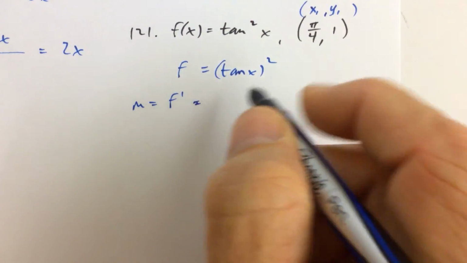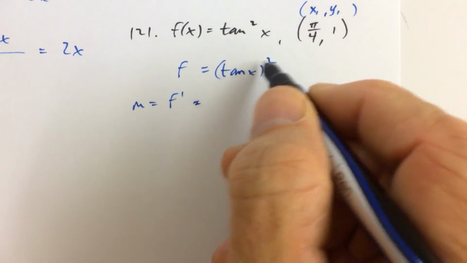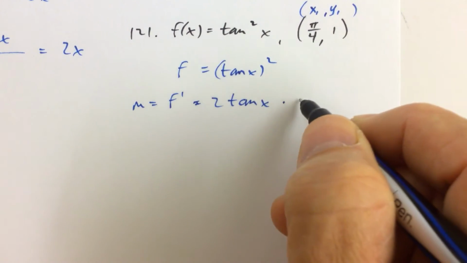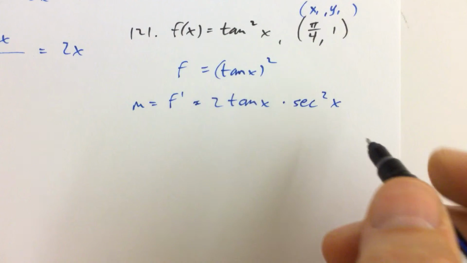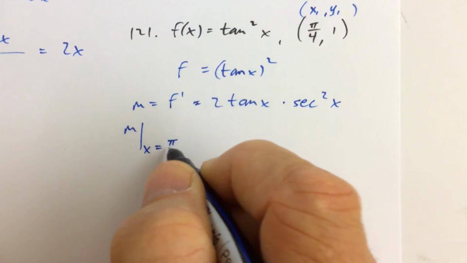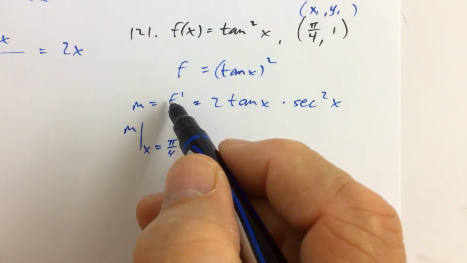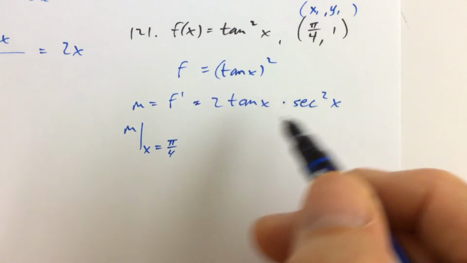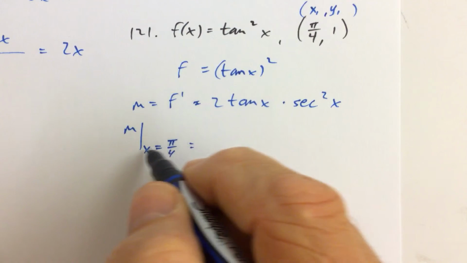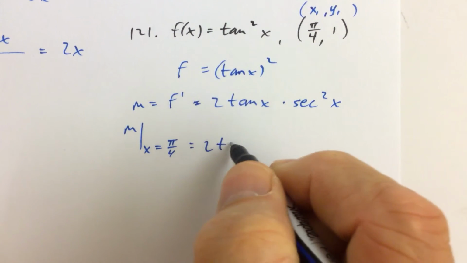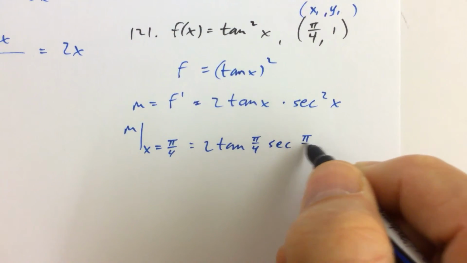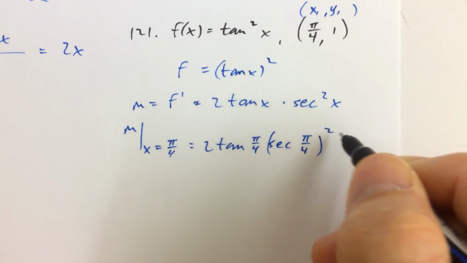And taking the derivative using the chain rule, we notice that we have something to the second power, and so the derivative is 2 times that something to the first power times the derivative of that something, secant squared of x. Now if we want to know what the slope of the tangent line is when x is equal to pi over 4, since the derivative only depends on x, we only have to put an x in. So the derivative when x is equal to pi over 4 is 2 times the tangent of pi over 4 times the secant squared of pi over 4. But I'm going to write that as the secant of pi over 4 squared.